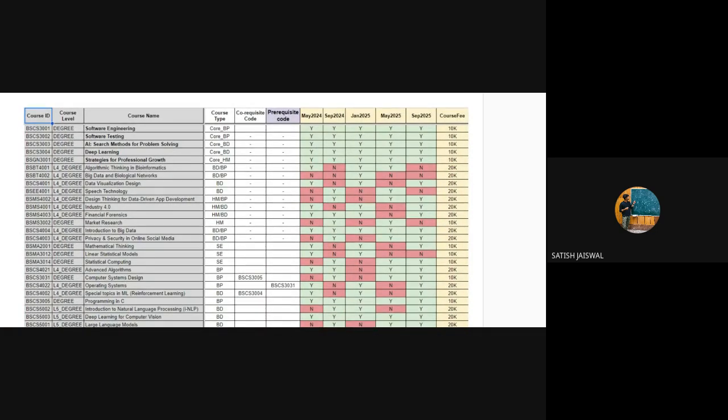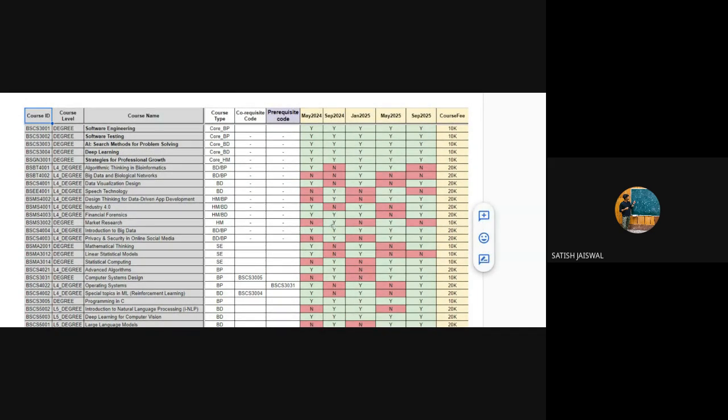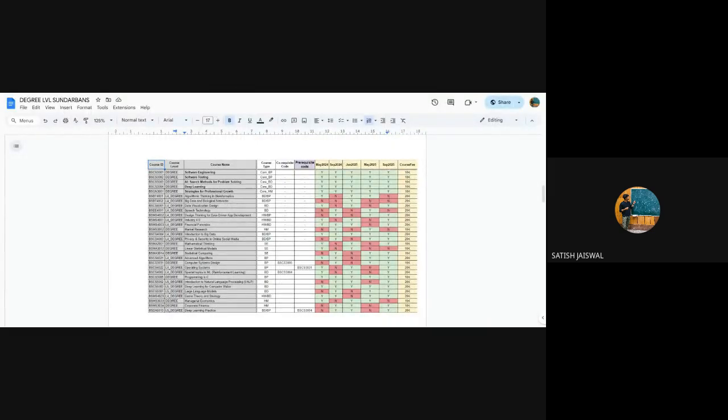That's why all the courses are not available for each term. Therefore, if you are planning to take any courses for your BD or for your BP or for your BSc level subjects, you should be able to plan everything in advance. You will not be able to take, for example, this design thinking for data driven app development course in the January 2025 term. So if you are planning to take this course, take this either in the May term or in the September term. So these are the things that you should keep in mind.